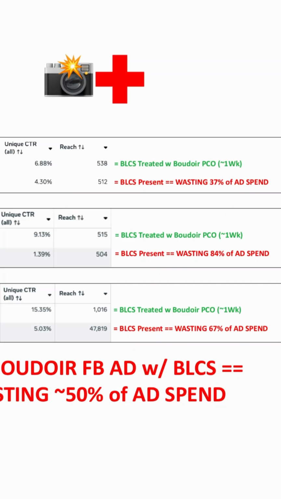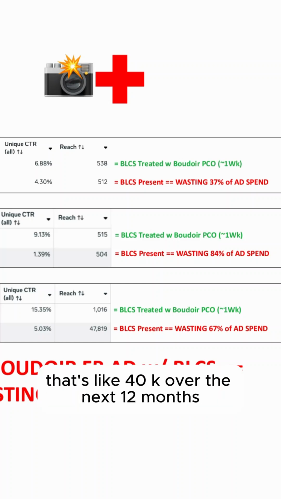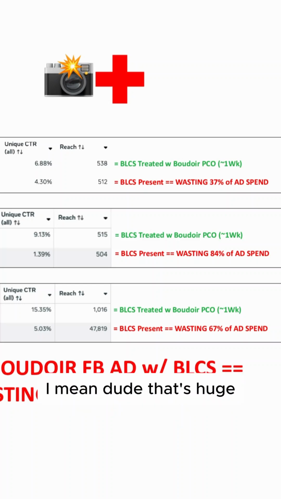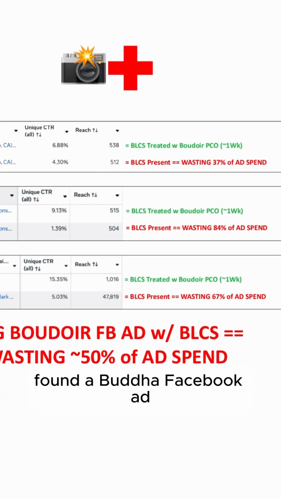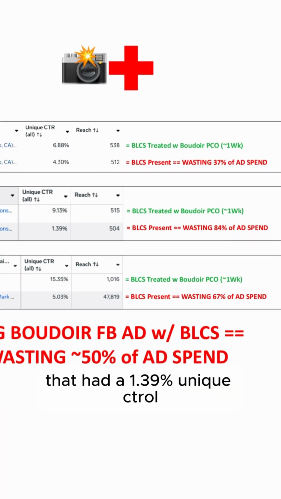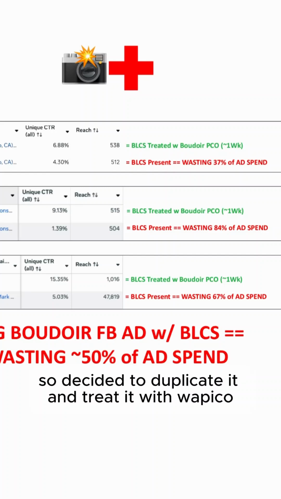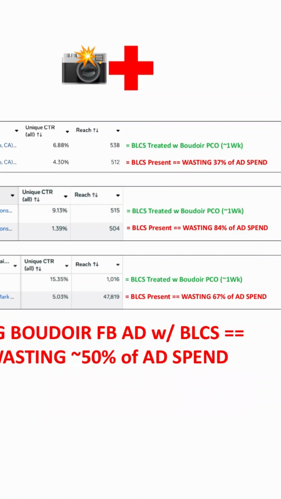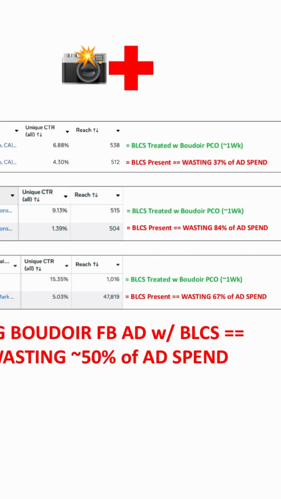And once we get that phantom bonus, what's that, like 40K over the next 12 months? I mean, dude, that's huge. Second part of the residency, found a boudoir Facebook ad that had 1.39% unique CTR. So we knew that BLCS was present, and so decided to duplicate it and treat it with boudoir Pico. Takes about a week. I got the unique CTR up to 9.13%.